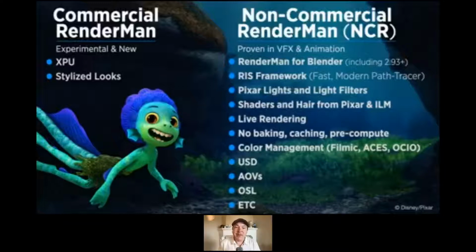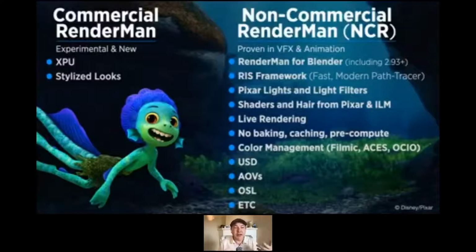We have Pixar lights and filters. One of the things that makes RenderMan cool is that we use it on our movies like Coco, where we had a scene that had 8 million lights in it. That means RenderMan can handle 8 million lights. So if you want to load up your scene with 100,000 lights, it's going to render no problem with RenderMan. It handles complexity really well. That's what I'm trying to say.